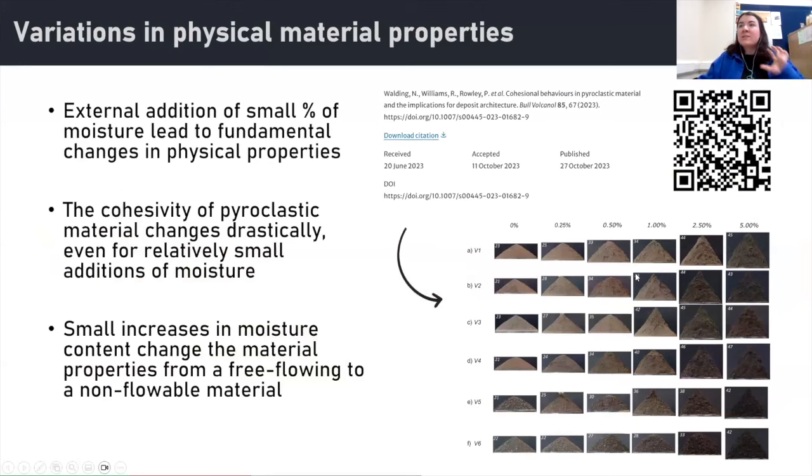And so the first bit of work I did, I looked at a suite of volcanic material. So we've got changes in size down the bottom and the addition of moisture on the top. And I did some simple geomechanical experiments to begin to understand how pyroclastic material changes in the presence of moisture. And basically what we found was that small percentages of moisture lead to fundamental changes in physical properties, and the cohesivity of this material changes drastically. And this can lead the material to go from free-flowing to non-flowing as well. And you can read more about that here as well.